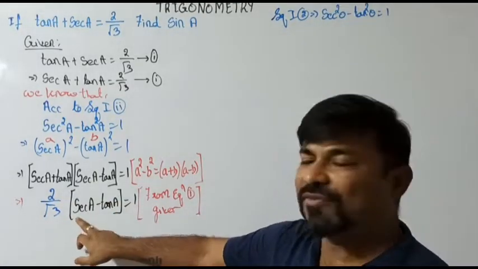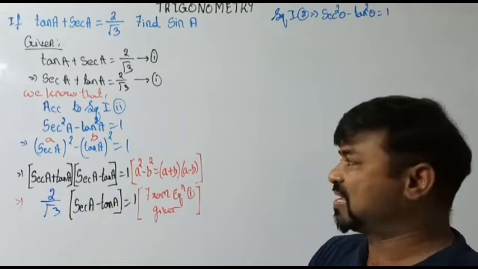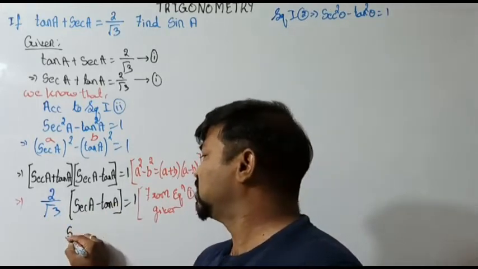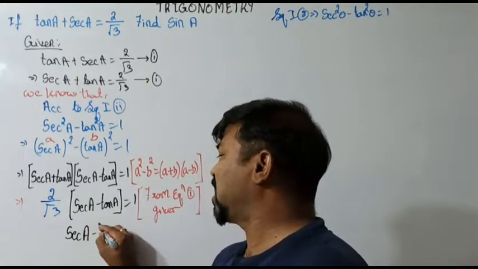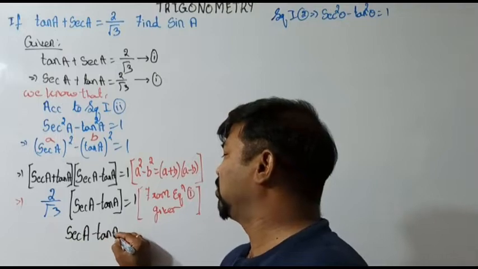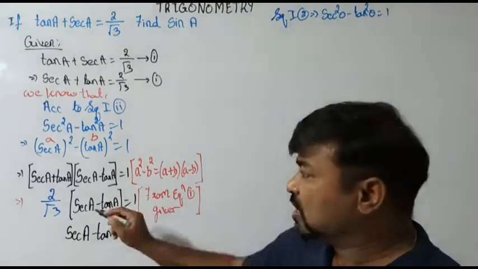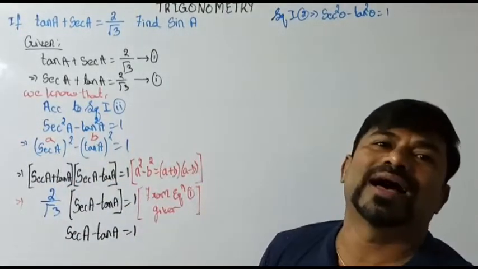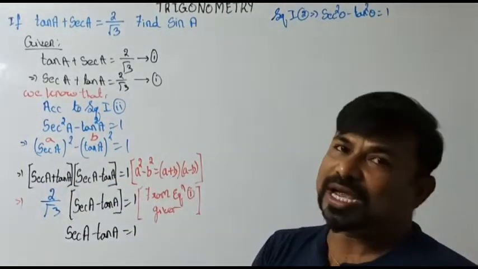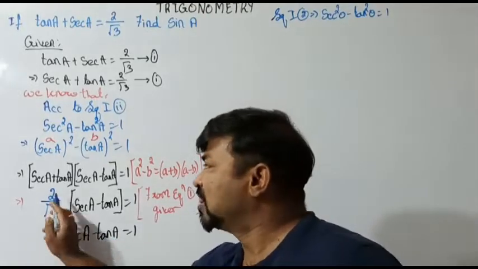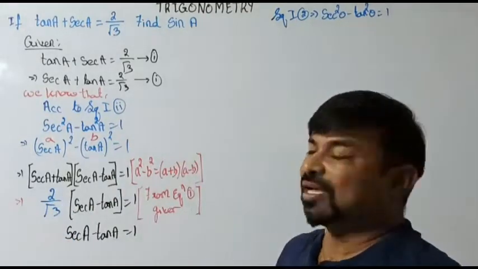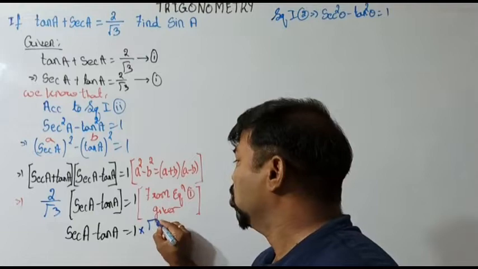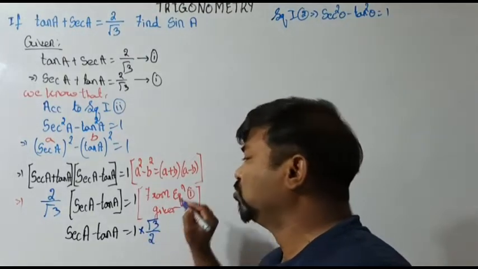Now what do we have? Secant theta minus tan theta. So secant A minus tan A is equal to 1. Whatever we have there, the 2 by 3, I am transferring to the other side. If you transfer it to the other side, it reciprocates itself, that is into root 3 by 2.